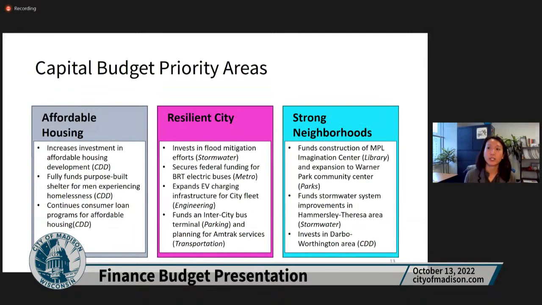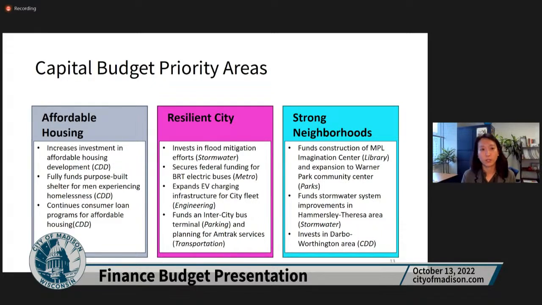So on the capital budget side, there are three key priorities in the executive budget. The first being affordable housing, which increases investment in affordable housing development, as well as supports and services for residents experiencing homelessness, and consumer lending opportunities so that buying or rehabbing a house is more affordable for city residents.